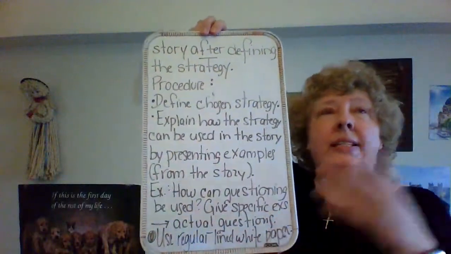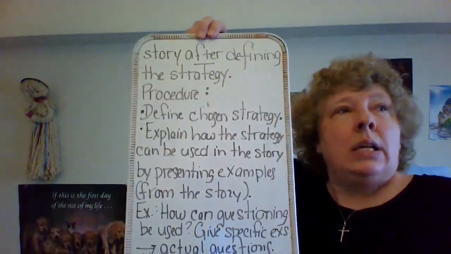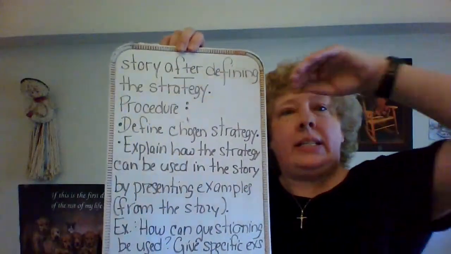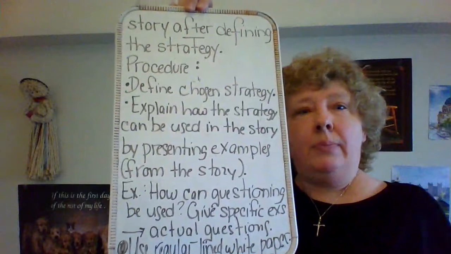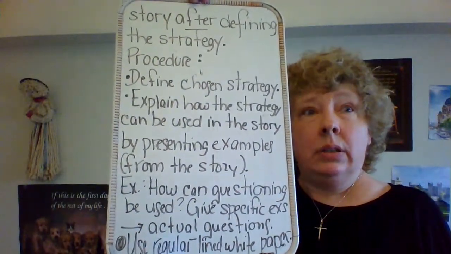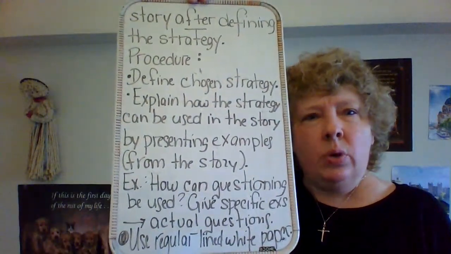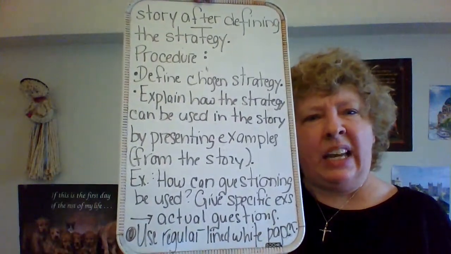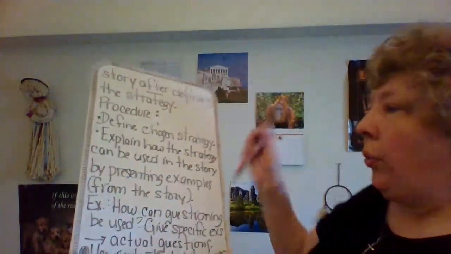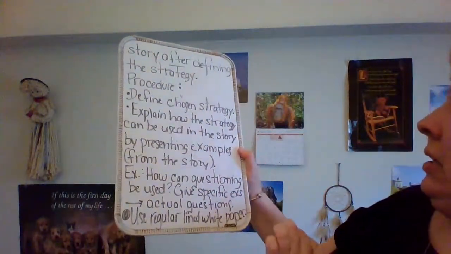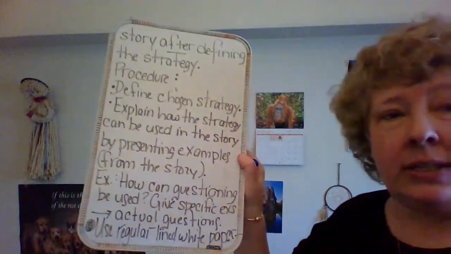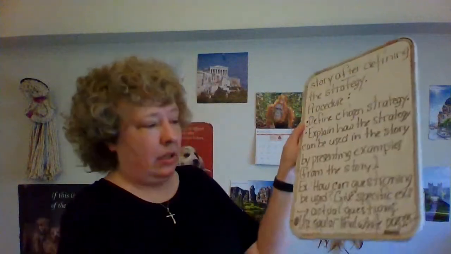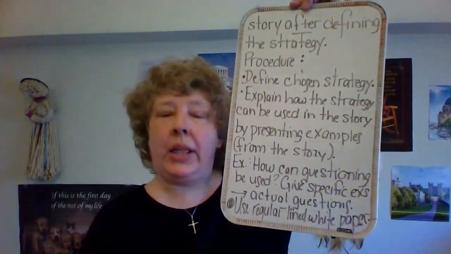Don't just write, for example, inference. You define inference and then you say, well, you can use inference by looking at the title. What about the title? What is that supposed to tell me? What kind of guess can I make about the title? So here's an example. How can questioning be used? Give specific examples, in other words, actual questions. If you use that strategy, what questions could we come up with?